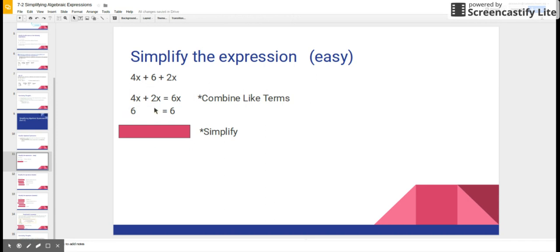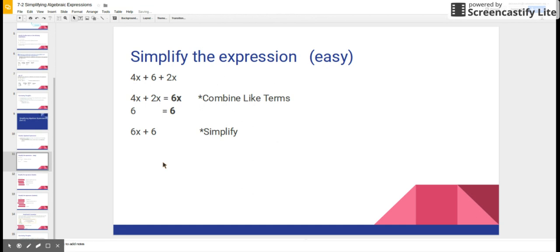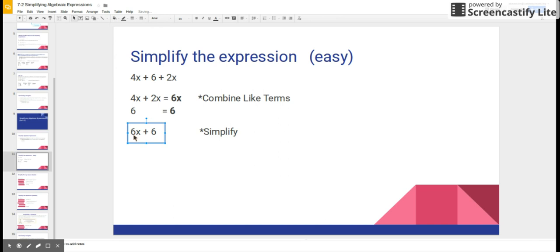All right. And then we just bring down our 6, right? There's nothing to combine with the 6. So you're left with your total of 6x plus 6. And that's it. This is where it ends right here. You do not need to go any further than this. Okay? Do not add 6 plus 6 to get 12x. No. You cannot combine those two because they are not like terms. There's no x at the end of the 6, so you can't add the 2.